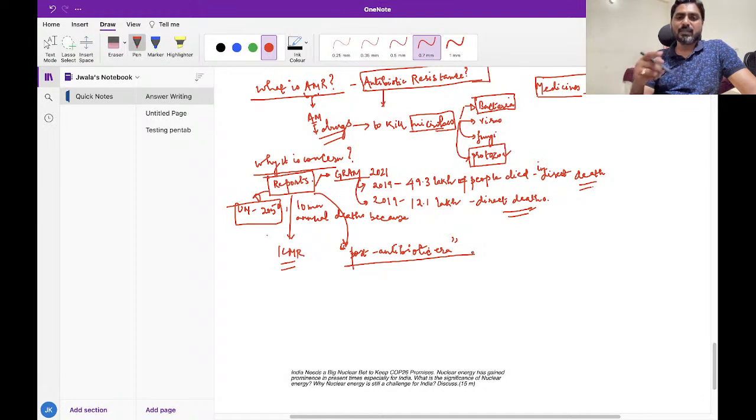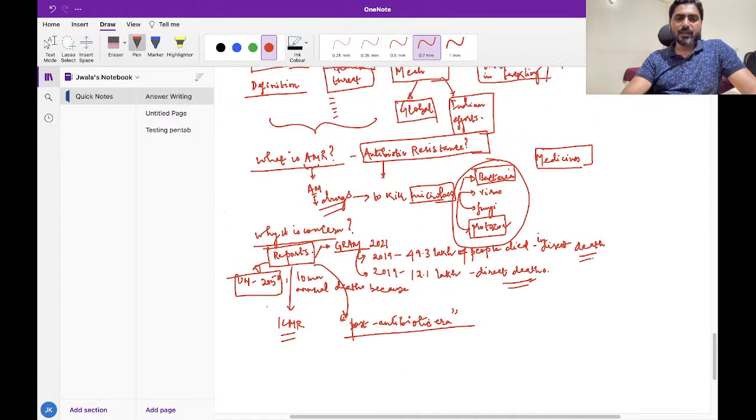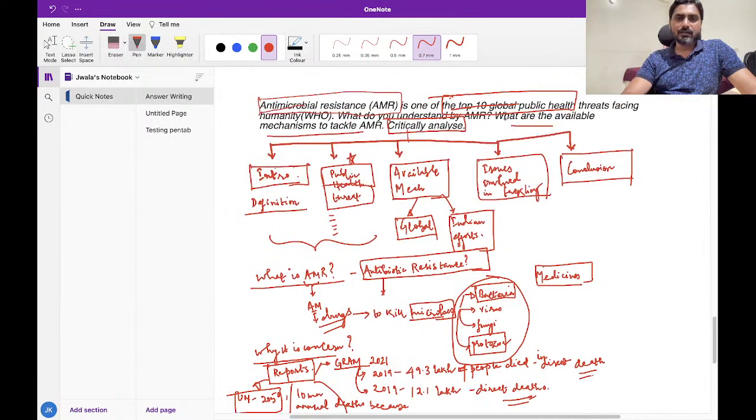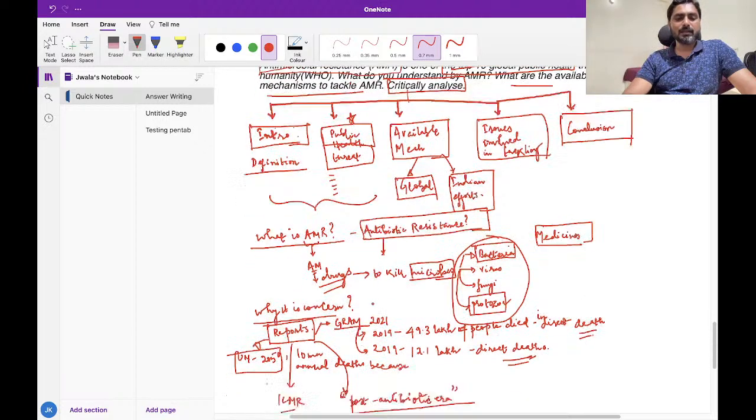Why? Because these microbes, these bacteria, virus, fungi, and protozoa, will become resistant. We were able to protect millions of people because of these antimicrobials that we had developed. But now these bacteria and viruses, because they will become resistant, will once again kill people. So people might lose life even in simple injuries and infections. That is a cause of concern. So you can use some of these reports to bring out this aspect of the question, that it is a top 10 public health threat facing humanity.